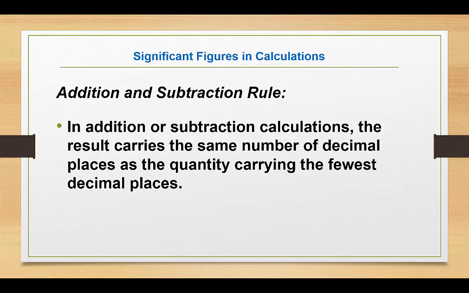Now the other operations I could carry out, in addition to multiplication and division, are addition and subtraction. Addition and subtraction have their own set of rules, and this is the one where people tend to get messed up. Because in addition and subtraction, the final result will carry the same number of decimal places as the quantity carrying the fewest decimal places. So here, I don't care about how many significant figures there are in each of the numbers that I started with. I'm only looking at the number of decimal places. Got to keep that in mind. Let's look at what we're talking about here.